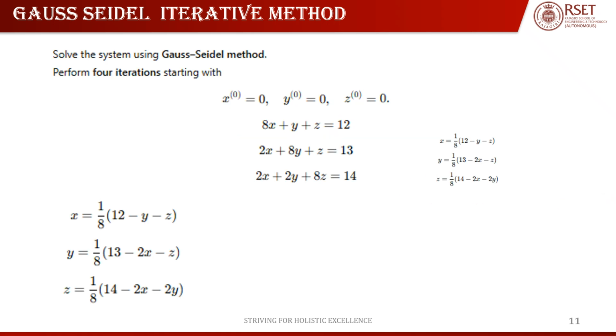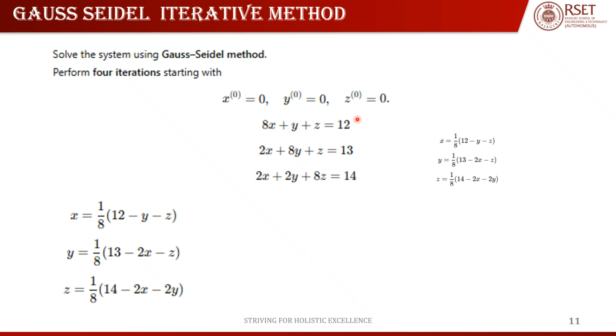And similarly, we have another question. You are asked to solve the system using the Gauss-Seidel method. You'll have to perform 4 iterations starting with the values x0 equal to 0, y0 equal to 0, z0 equal to 0. So in this question, your system is directly given. Since your system is directly given, it will be easy for you to perform the iterations. You need not form the normal equations. You can just solve from here for x.